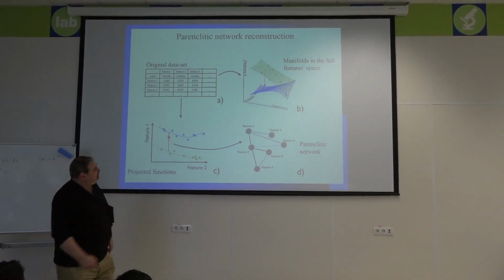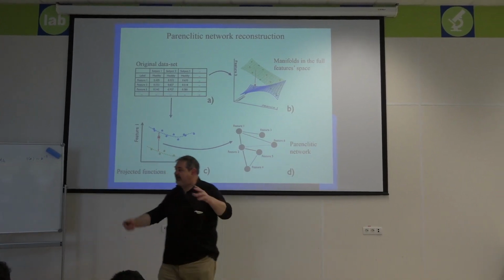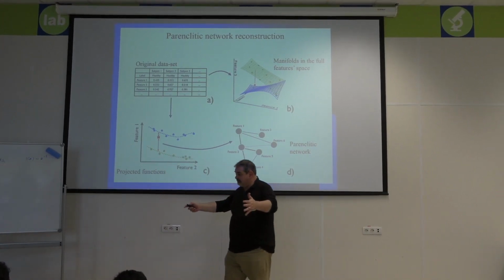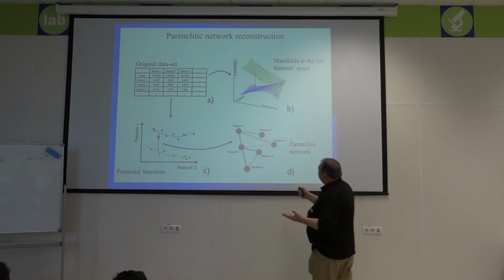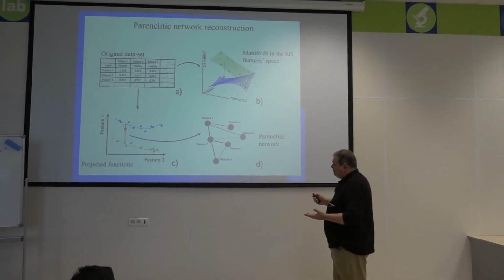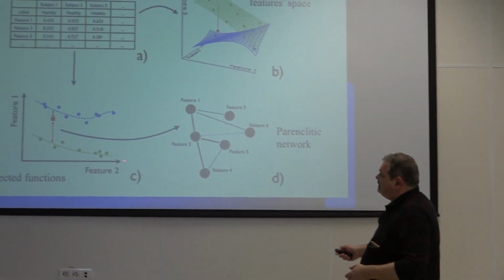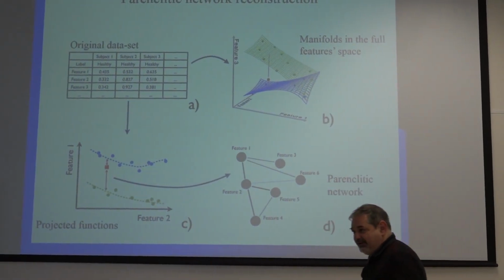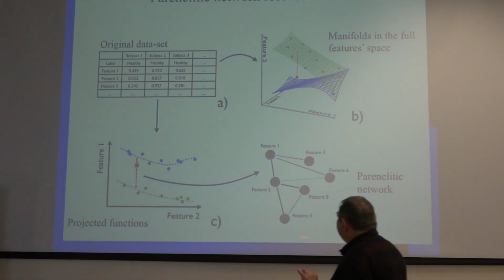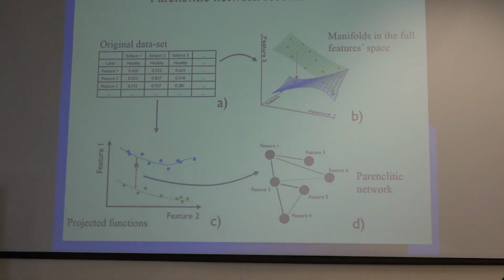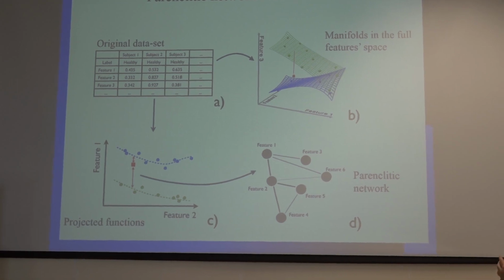In general, you have M classes, like, for example, the Alzheimer case. And each class corresponds to a different function. For example, here I put two classes, the green and the blue. The green corresponds to this function, the blue corresponds to this other set of functions. The parenclitic network, in the case of a single class, is a network. In the more general case of M classes, it is a multi-layer network.